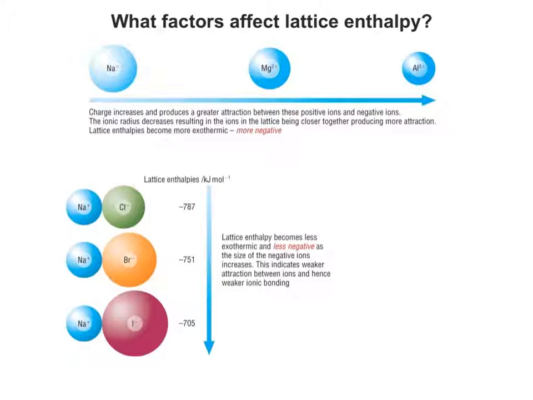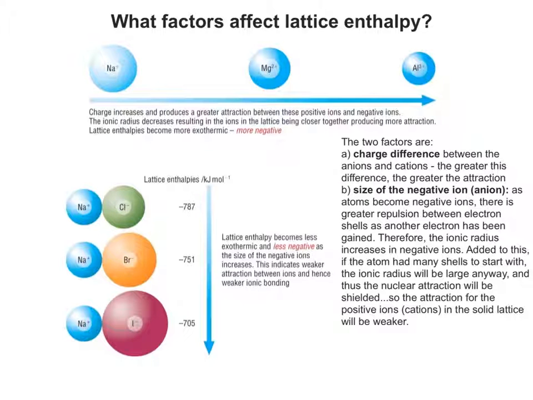Let's now have a look at what factors actually affect lattice enthalpy. So the 2 factors you need to look at are the charge difference between the anions and cations. So the greater this charge difference, the greater the attraction. You also need to look at the size of the negative ion. As atoms gain electrons to become negative ions, the additional electron causes greater repulsion between the electron shells. So what this does is it makes the ion bigger than its atomic counterpart.